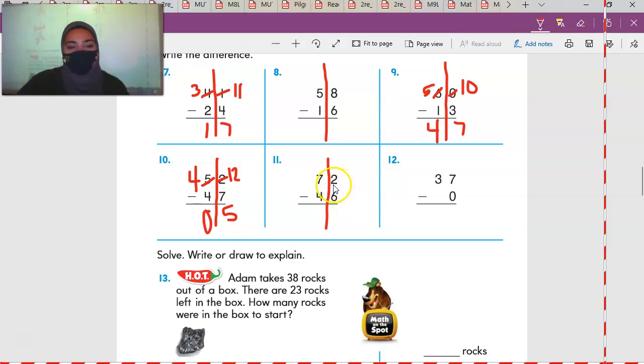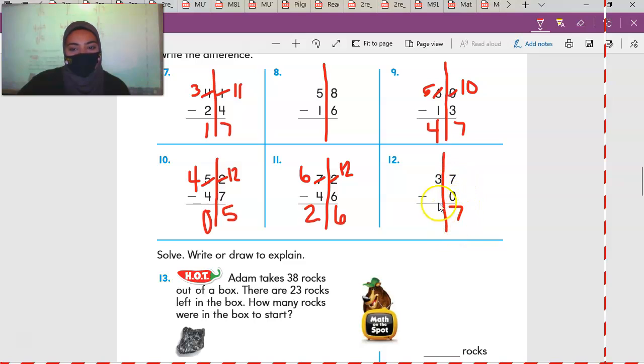How about here? Do I need to regroup? 7 becomes a? 6. 2 becomes a? 12. 12 take away 6 is? 6 take away 4 is? 2. Easy, schmeezy, lemon squeezy.